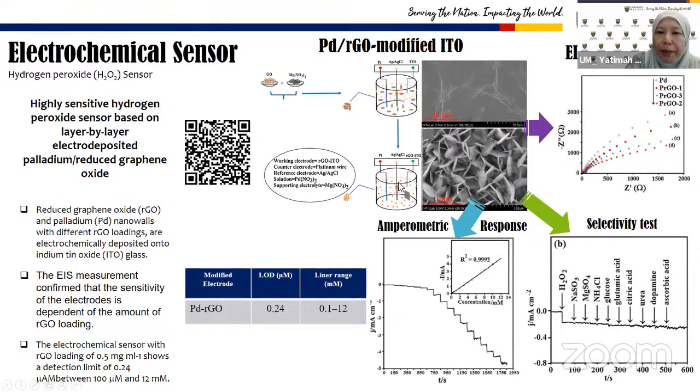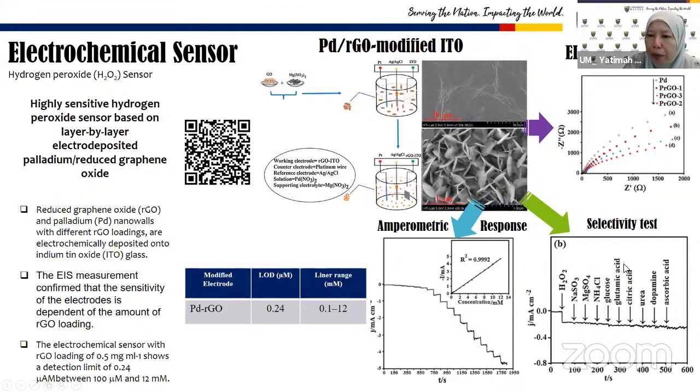So the preparation method depends. It's chemical reactions and also electrochemical reactions. And finally, we got this palladium, medium, reduced graphene oxide modified. In this case, we are producing nanowalls. These are nanowalls with different RGO loadings, and then we electrochemically deposit them on top of indium tin oxide. Okay. And we are looking into selectivity tests.